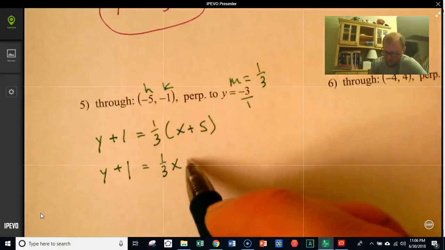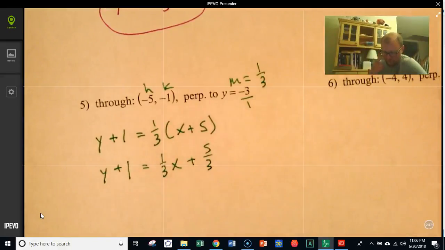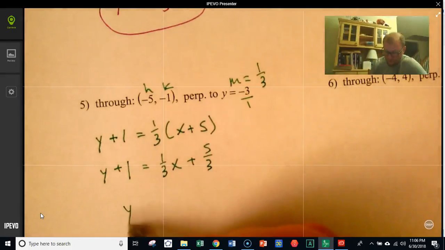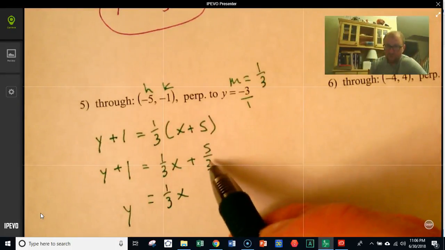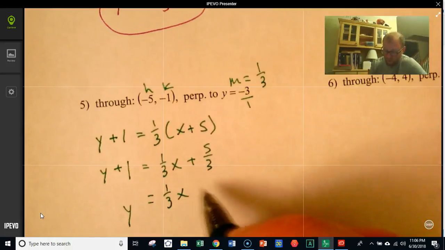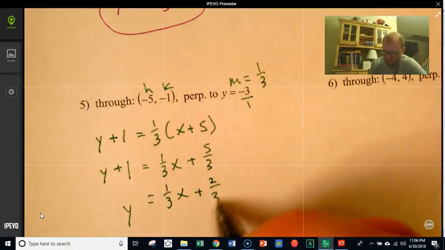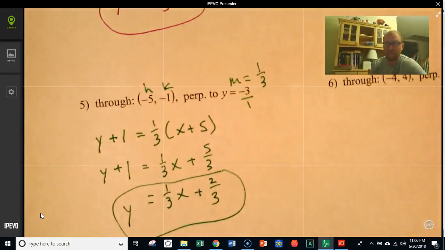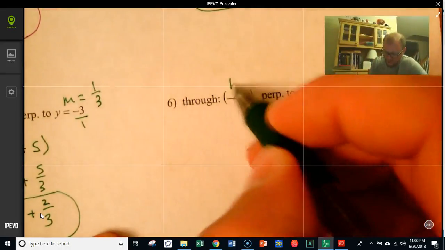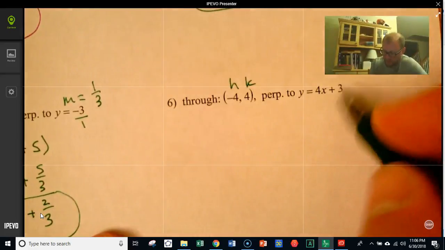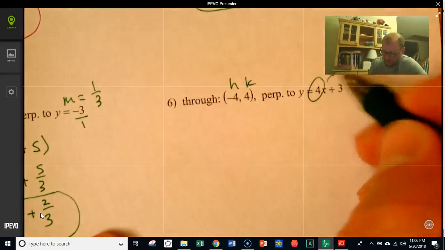Y plus 1 equals 1/3 x plus 1/3 times 5, which is 5/3. We're going to subtract 1 from both sides. Take 3/3 away from 5/3 and you get 2/3. And we're done. Last one like that over here. We've got our h, we've got our k, and we take our slope here.